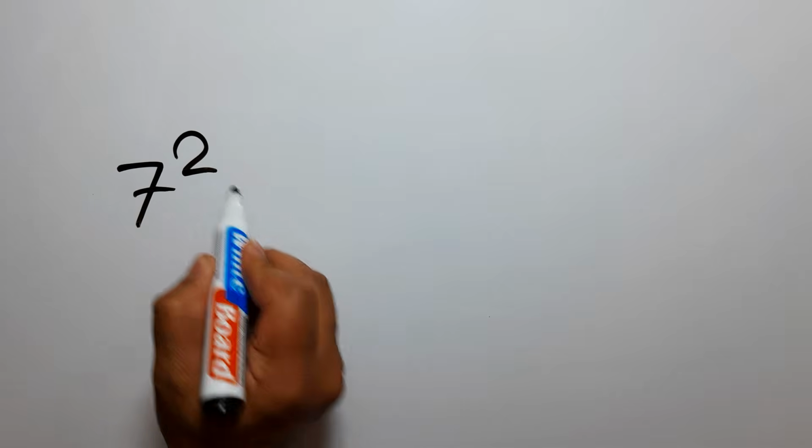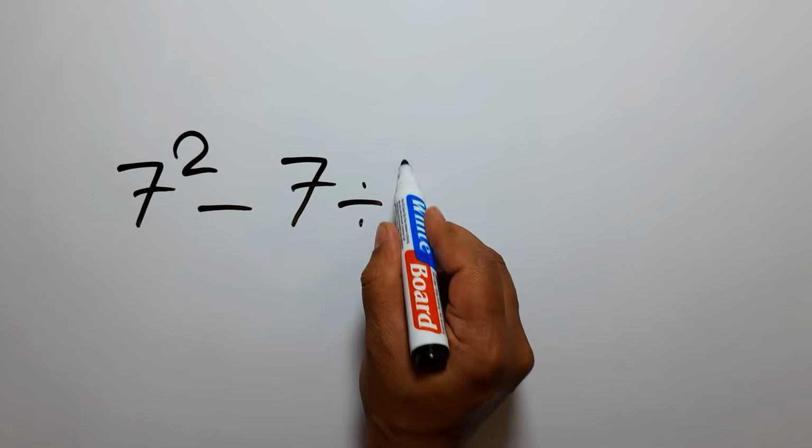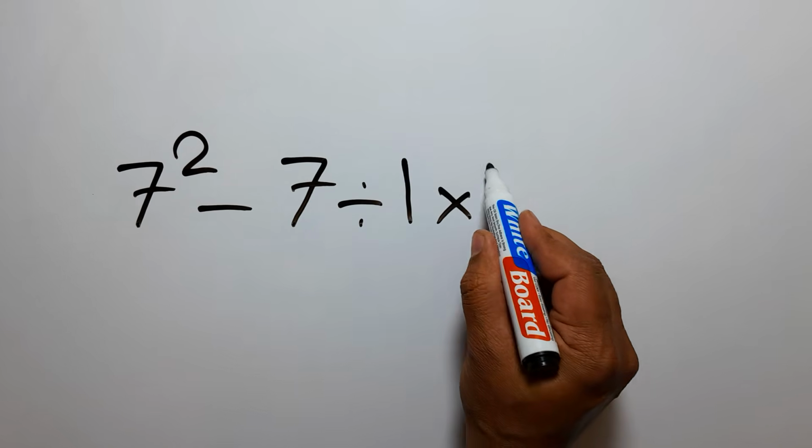Now it's your turn. Find the value of this expression. 7 squared minus 7 divided by 1, then times 7.